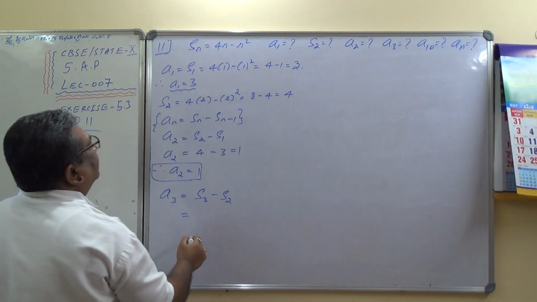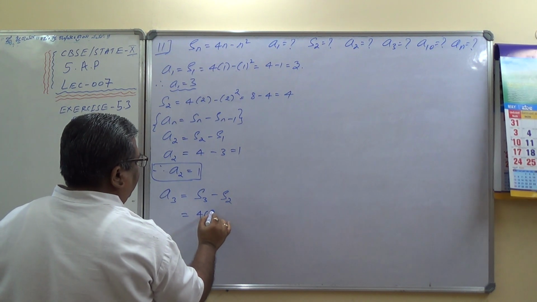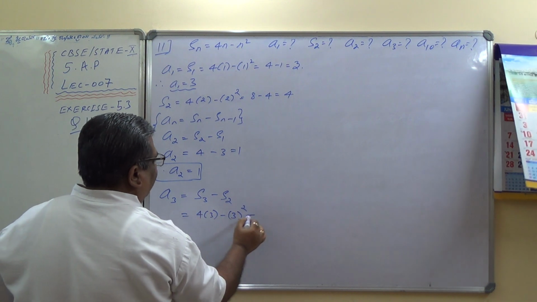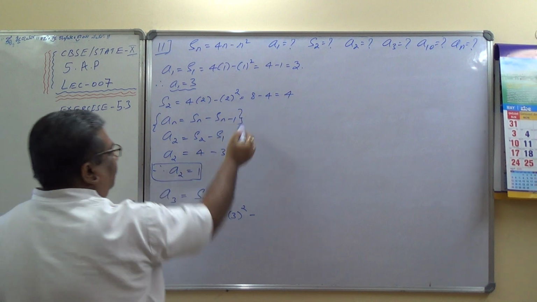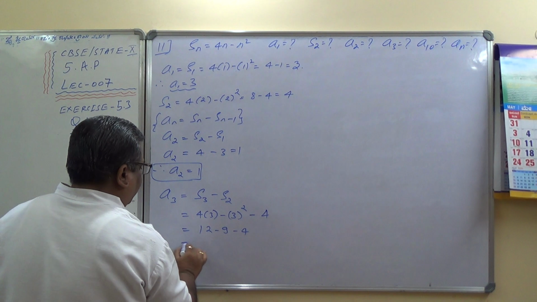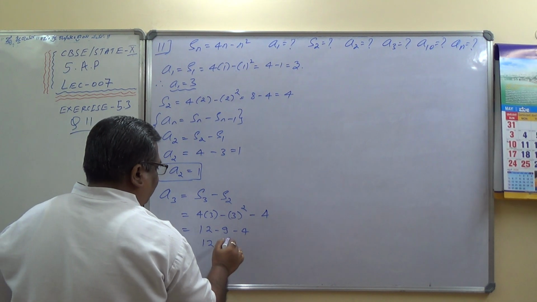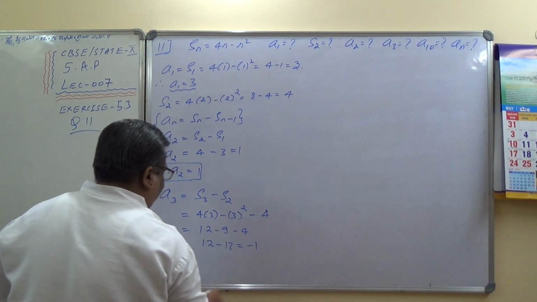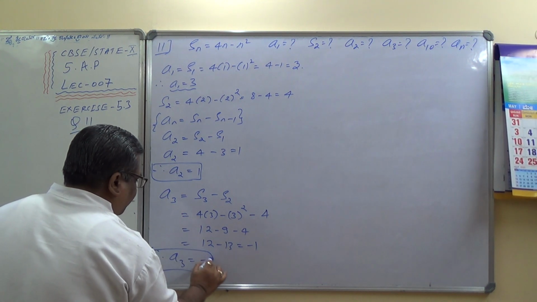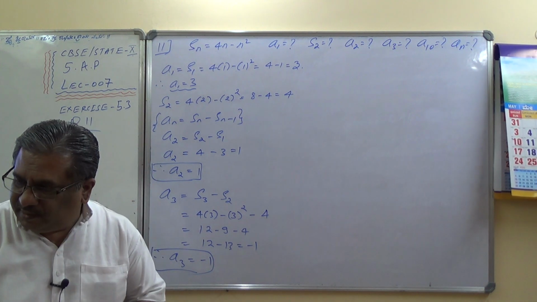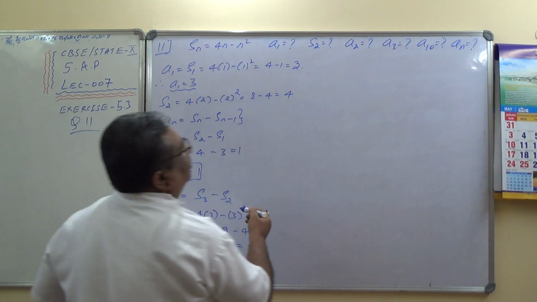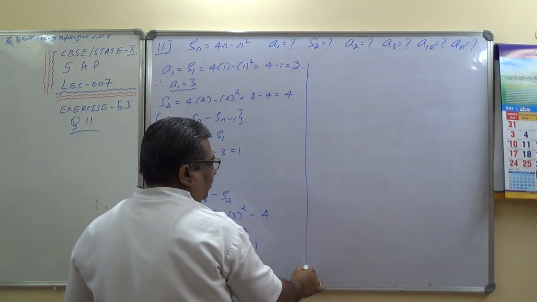We don't know. Let's calculate. 4 times 3 minus 3 the whole square, minus S2, which is 4. 12 minus 9 minus 4, which is minus 1, and therefore A3 equals minus 1. Okay, next, A3 is minus 1. Next question is A10. We will have to check this answer.